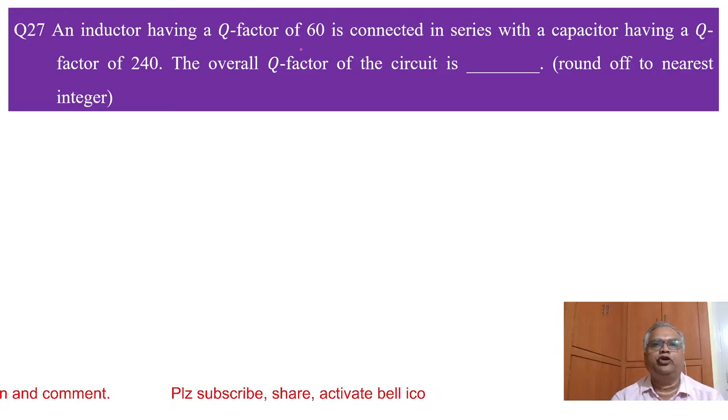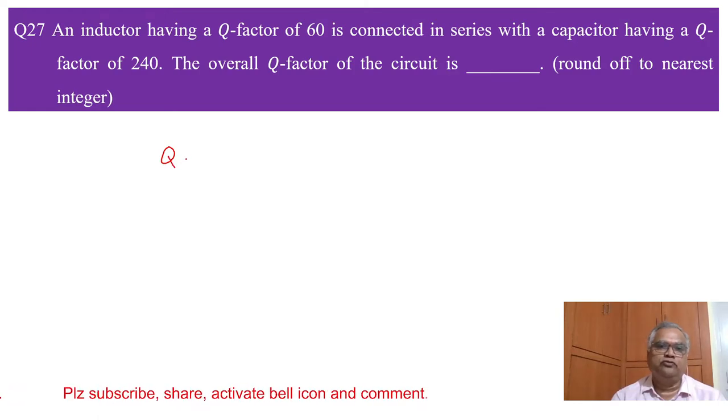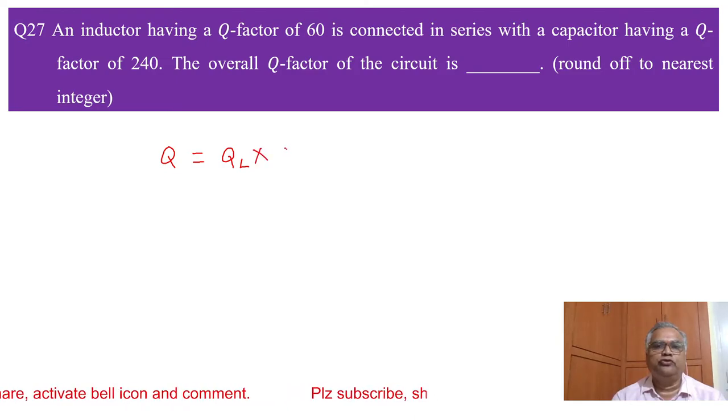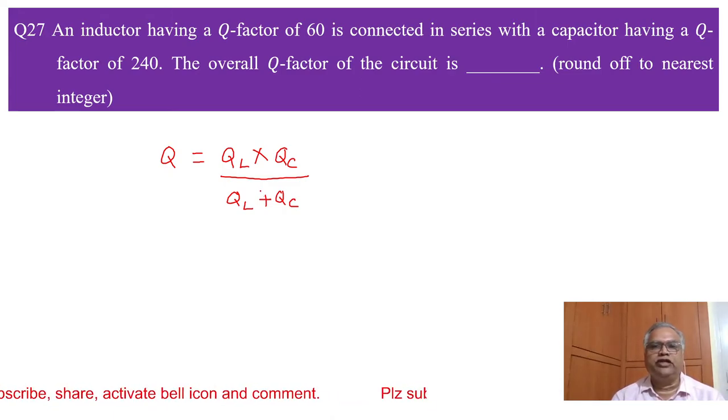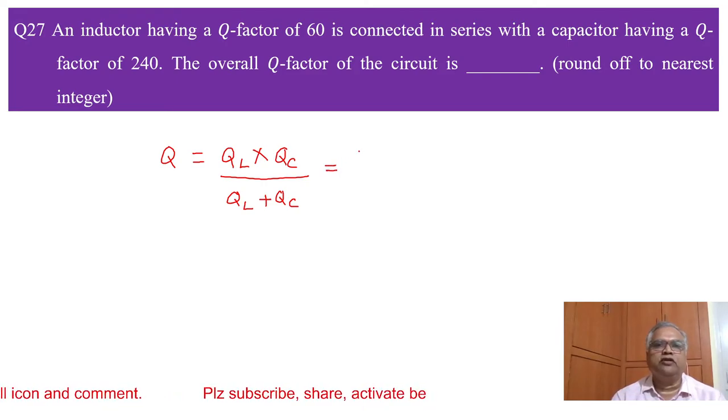An inductor having Q factor of 60 connected in series with a capacitor having Q factor of 240, the overall Q factor of the circuit. When two are connected in series, there is a formula: effective Q is nothing but QL into QC by QL plus QC. We can also derive this, but the derivation anyway we don't do it. You need to remember this formula.